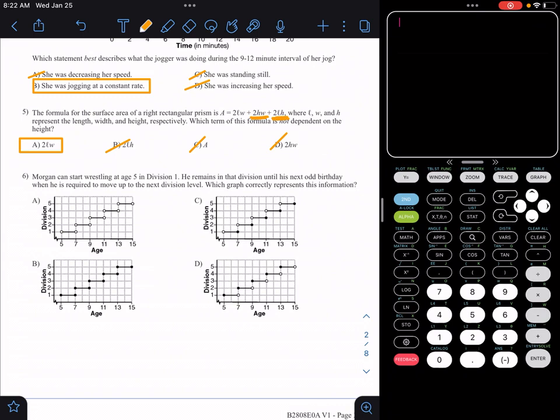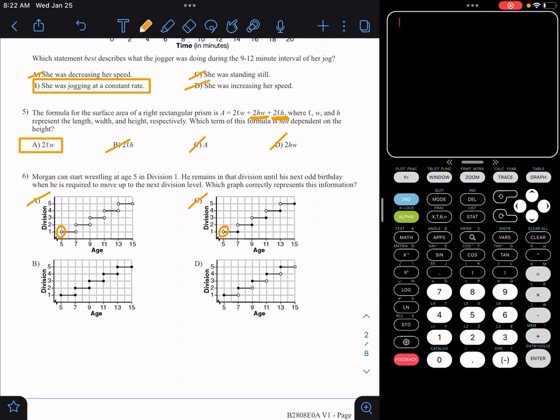Let's look at this next one. Morgan can start wrestling at age 5 in the division. So at age 5, she can be a wrestler. So 5 can be included. So it wouldn't be C, it wouldn't be A, because 5 can be included since she can start at 5.